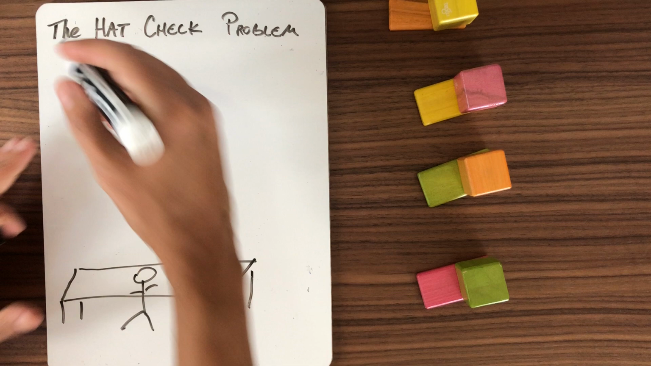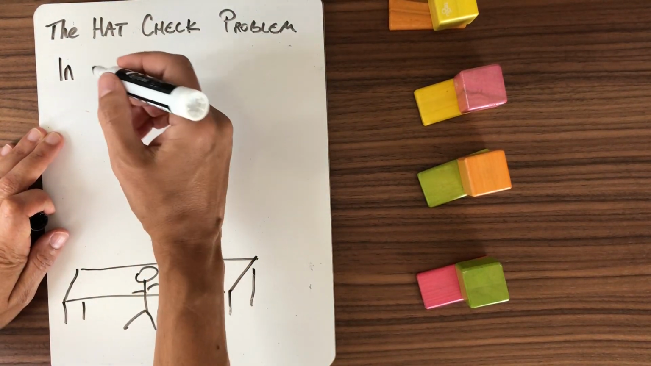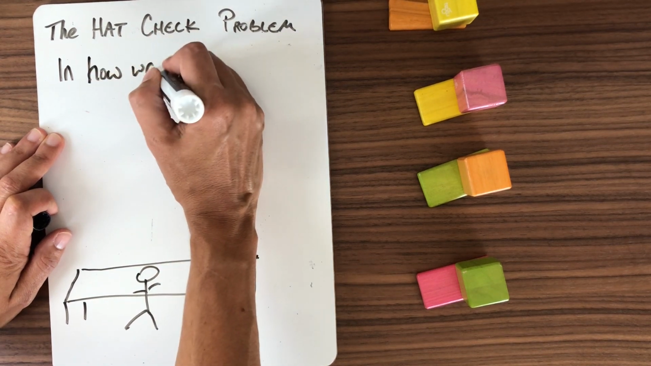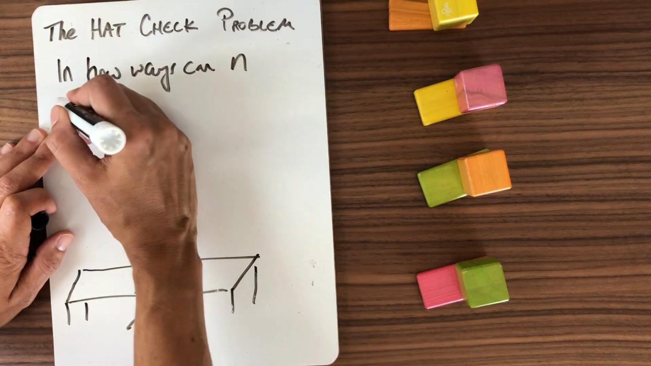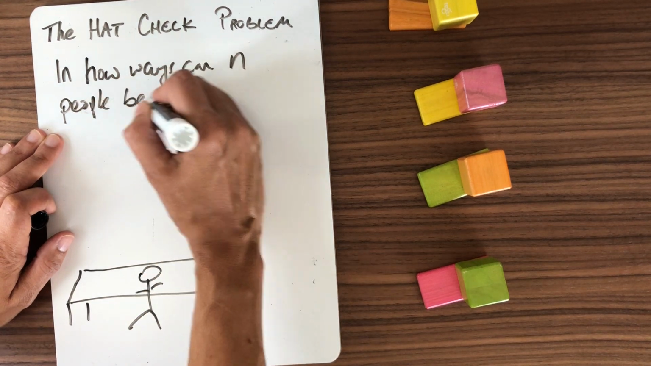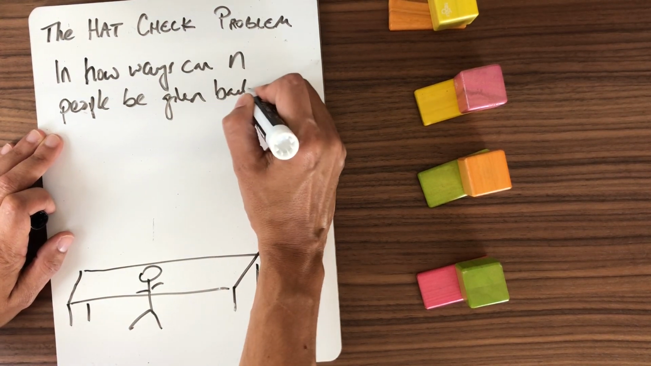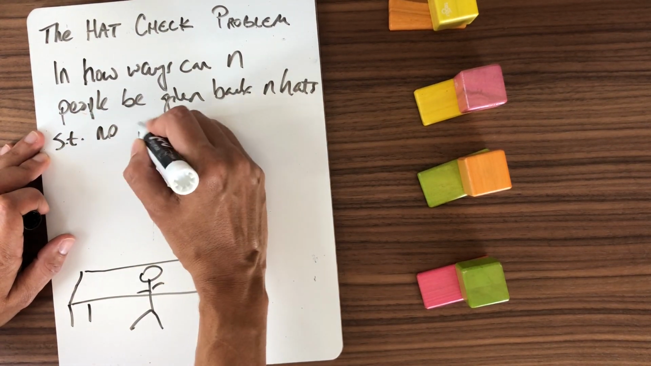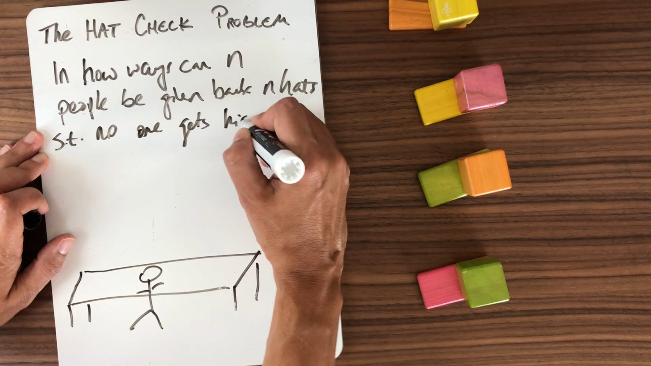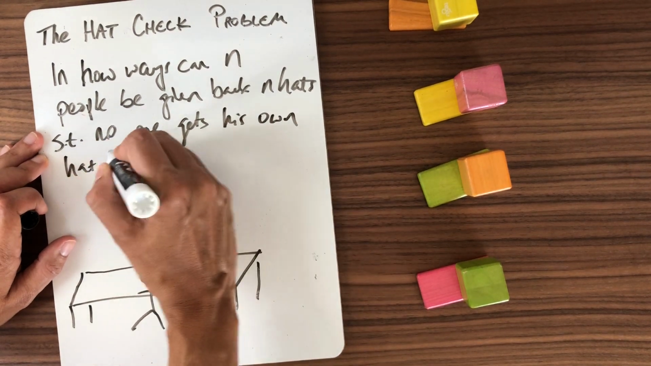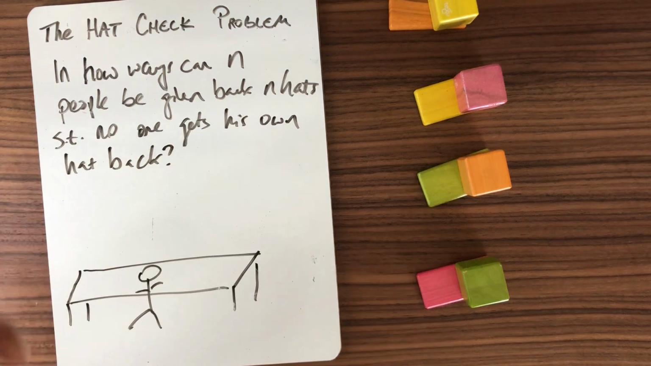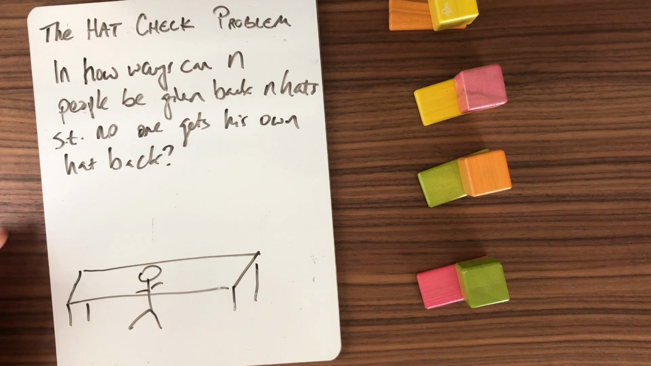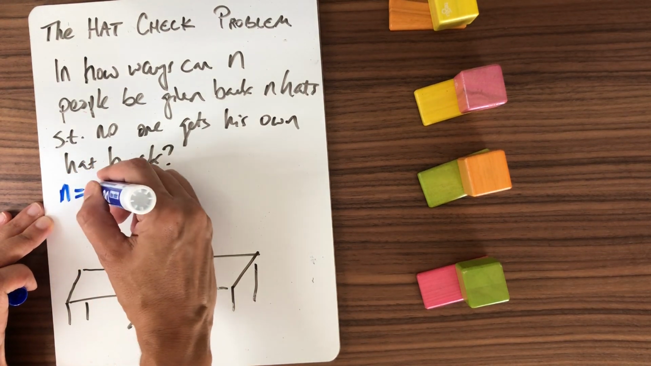In how many ways, or we could turn this into a probability because this is a permutation problem, but let's stick with this. So in how many ways can n people be given back hats such that no one gets his own hat back? So this is a counting problem, and when we're going to do this, we always want to start by doing some simple cases. So what happens if n equals 1?